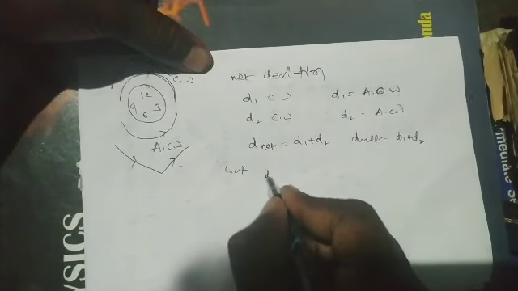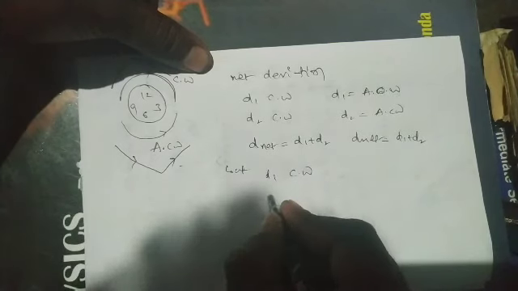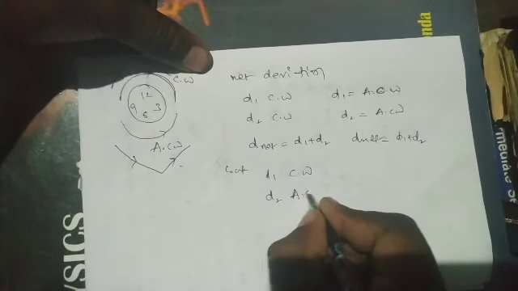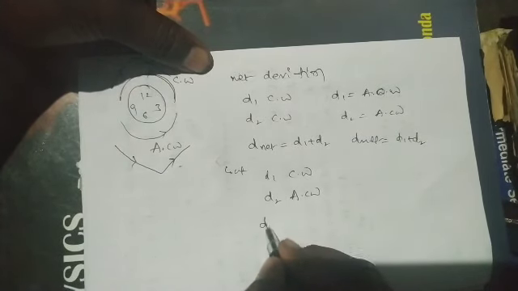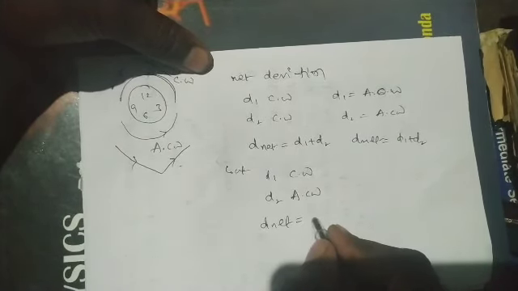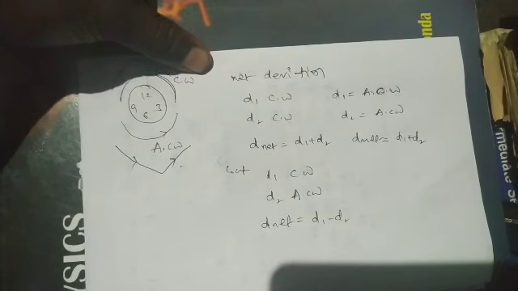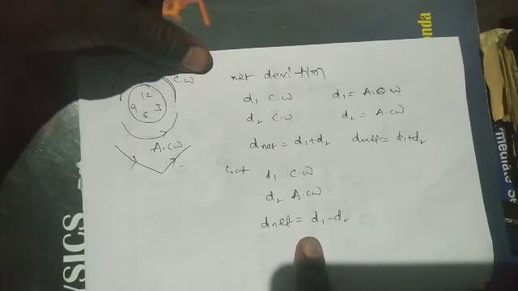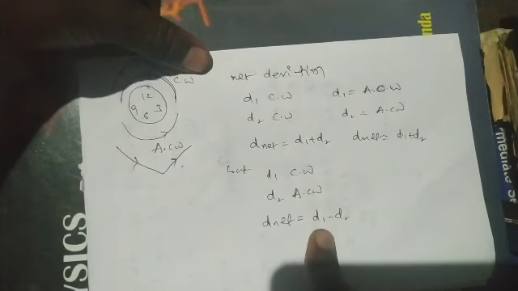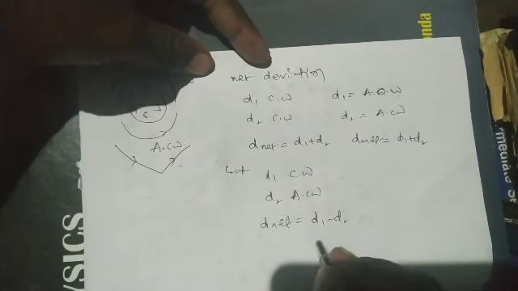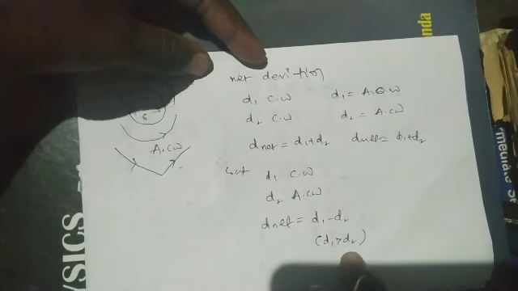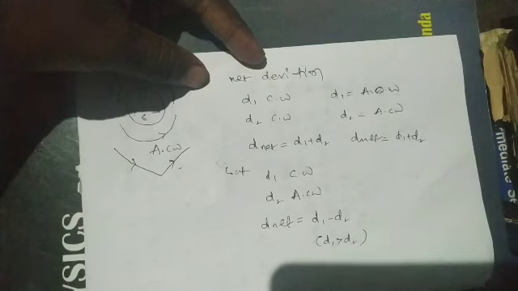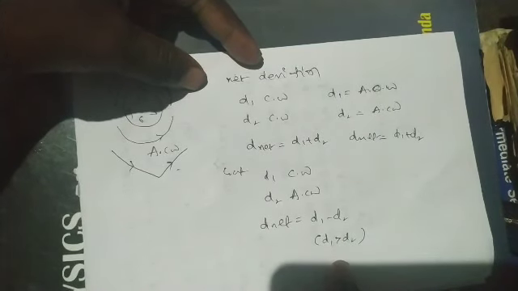But if D1 is clockwise and D2 is anti-clockwise, what is the net deviation? D net is equal to D1 minus D2. How do we write it? Whichever value is bigger, we take that one. If D1 is greater than D2, we write D1 minus D2; if D2 is greater, we write D2 minus D1. The final answer takes the direction of whichever is greater.